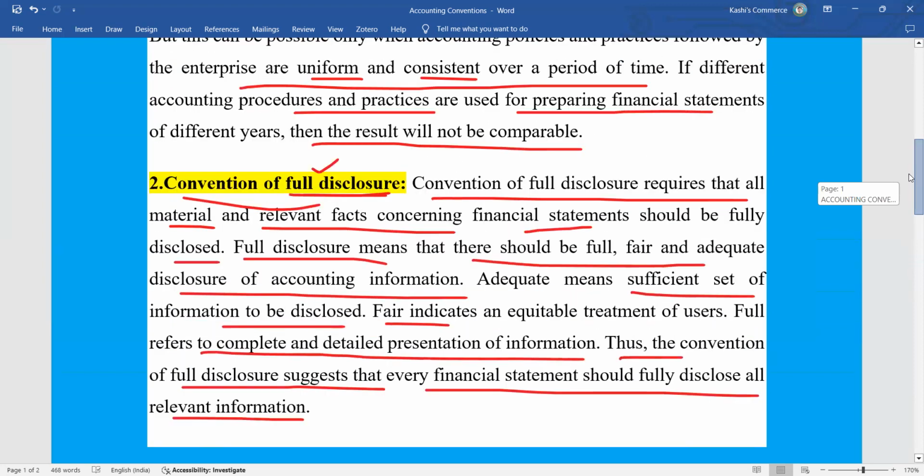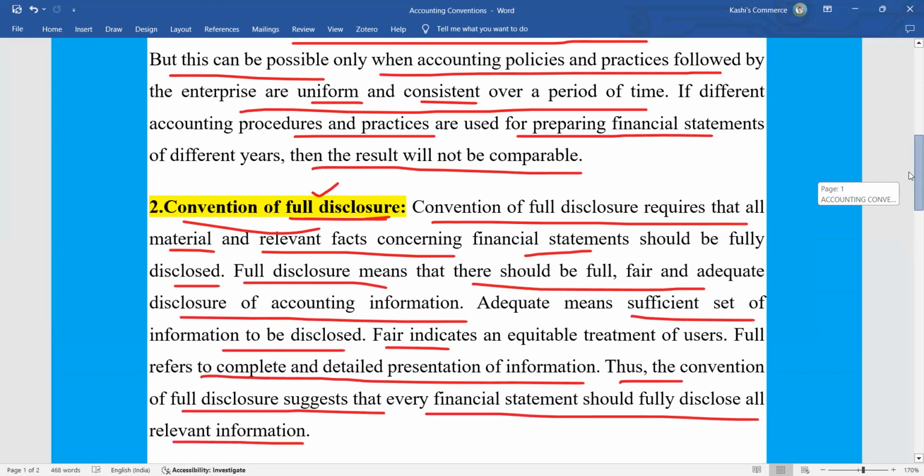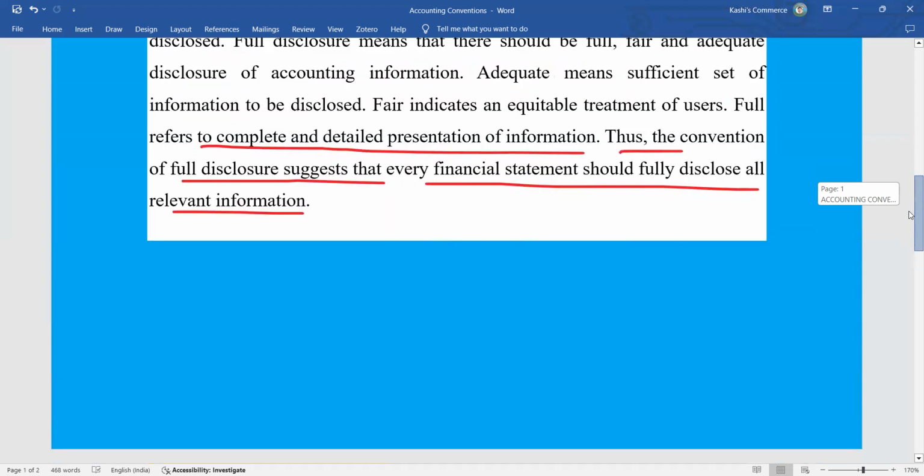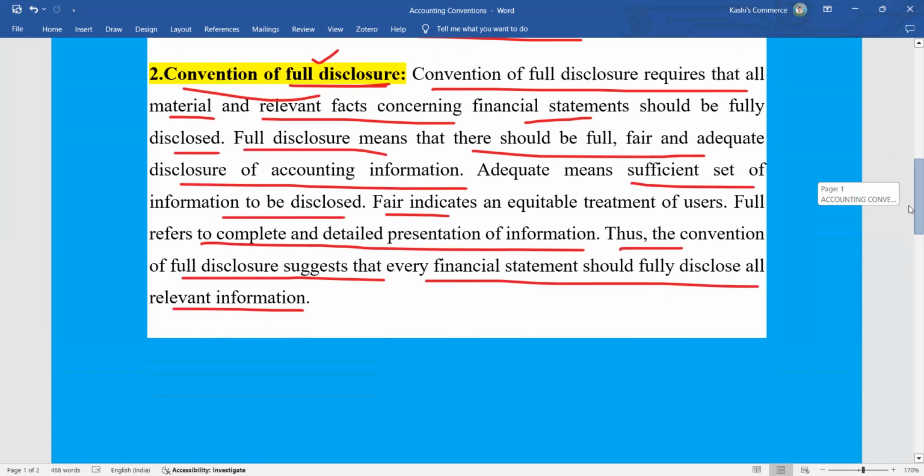What all information about accounting statements? Trading account, profit and loss account, balance sheet. But there are some other statements also: cash flow statement, funds flow statement, ratio analysis. For the intermediate standard, this is enough.